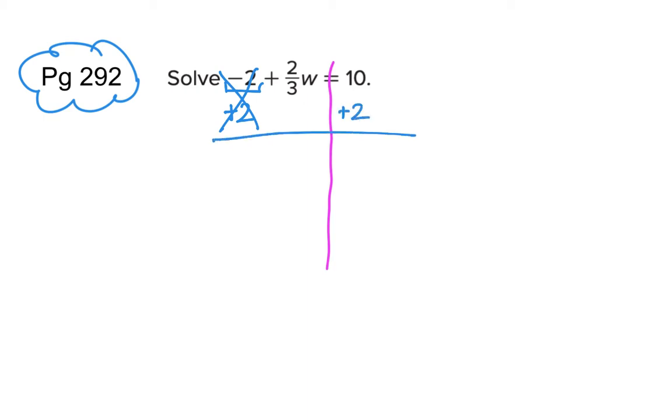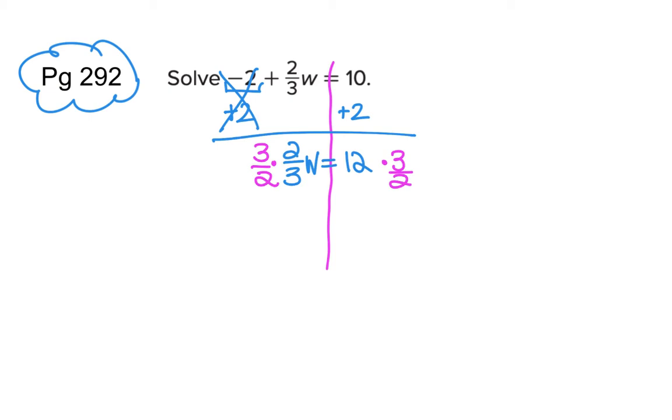And so on the left-hand side, I just bring down 2/3 times w, and that's equal to 12. All right, now at this point, again, you have two options. You could either divide both sides by 2/3, or you can multiply both sides by the reciprocal. The reciprocal of 2/3 is 3/2, and I've got to do it on the other side as well.